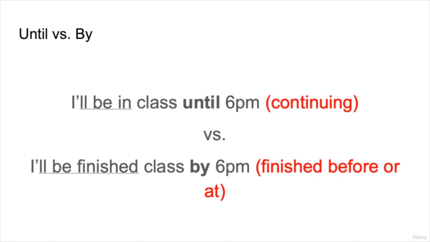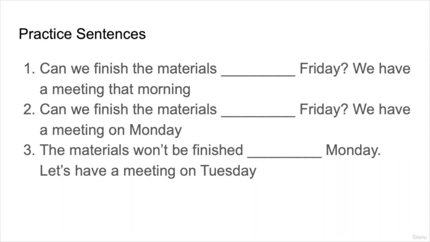Until and by are actually quite similar, so let's take a look at the subtle differences between them. "I'll be in class until 6" is something that will continue and finish at 6. "I'll be finished class by 6" means I'm finished before or at 6. So a completed action in the second sentence, and a continuing action in the first sentence that will stop at 6.